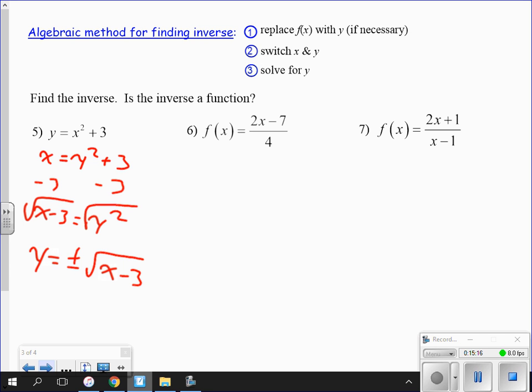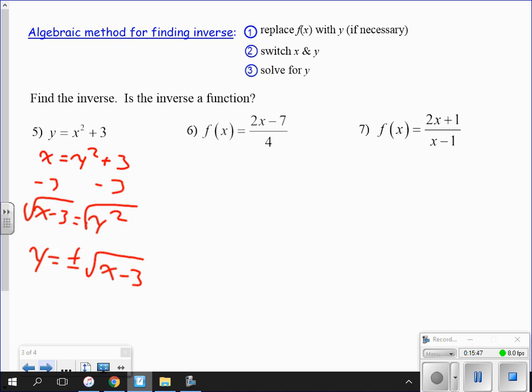Is my inverse a function? No, it's not. If you were to graph a square root, that's very close to what we just did. Because what is x squared plus 3? It's a parabola, right? And if we turn that parabola on its side and count the plus and the minus, what do we have? We don't have a function. The first one is not one-to-one. Its inverse is not a function.